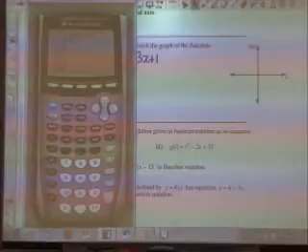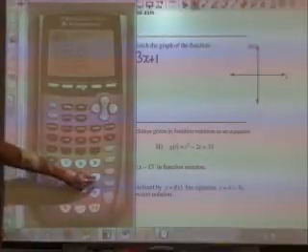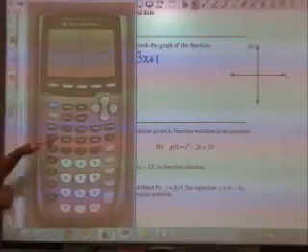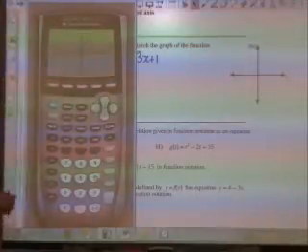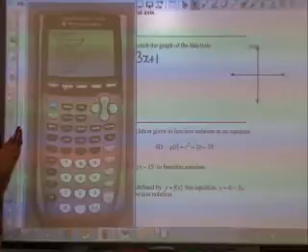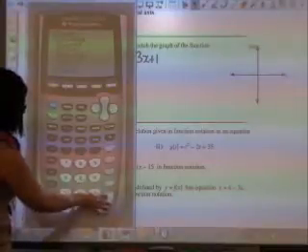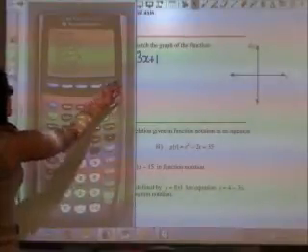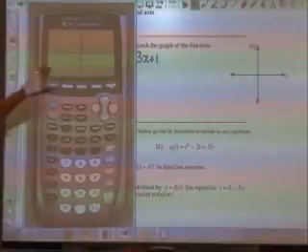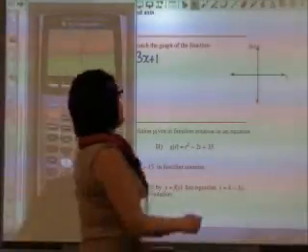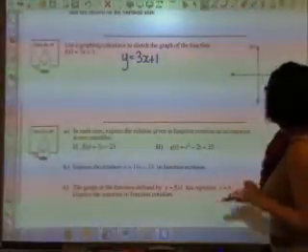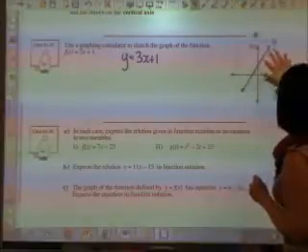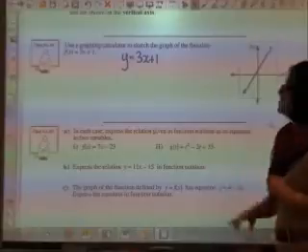We're going to use our standard window settings, so that would be zoom and 6. And we check to see whether or not we can see the x and y intercepts. We can, although it's pretty squished. So what I might want to do is change my window. Instead of going up to 10, maybe I only go up to 5s. So -5 to +5, -5 to +5. And then graph. And now I've opened up that space a little bit more. So I can sketch this graph. There's the sketch of that graph.